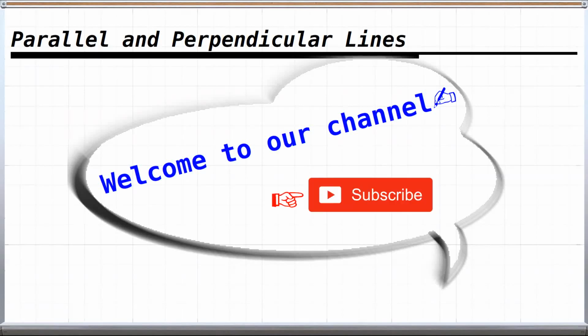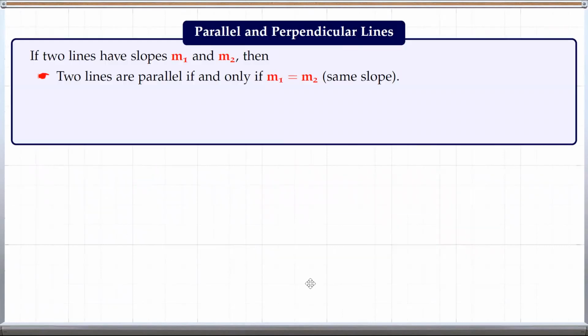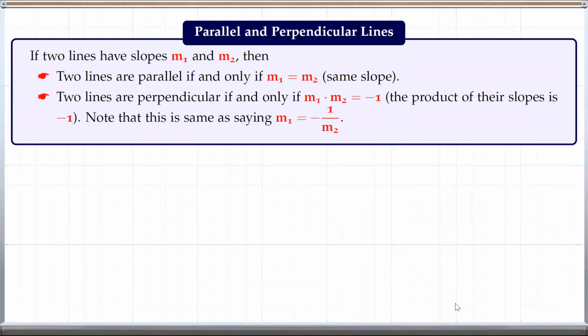In this video, we will look at how we can decide if two lines are parallel or perpendicular. Here is the basic formula. So basically, we have two lines parallel if they have the same slope. If we consider M1 to be the slope of the first line and M2 to be the slope of the second line, then two lines are parallel if M1 equals M2. And similarly, two lines are perpendicular if we have the product of their slopes equal to -1. Sometimes instead of saying M1 times M2 equals -1, we also say M1 equals -1 by M2.